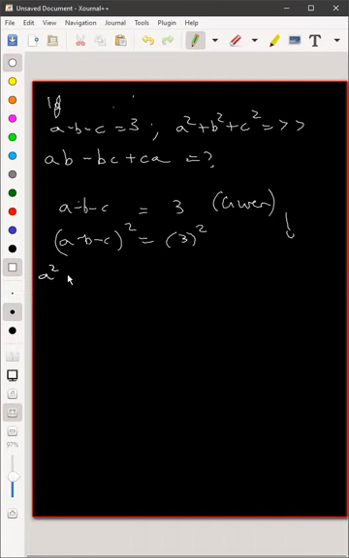So 3 square is equal to 77 minus 2AB plus 2BC. Paki, expand first. A square plus B square plus C square minus 2AB. Plus or minus? Which one are we doing? One second. Minus. Yeah, minus, sorry.